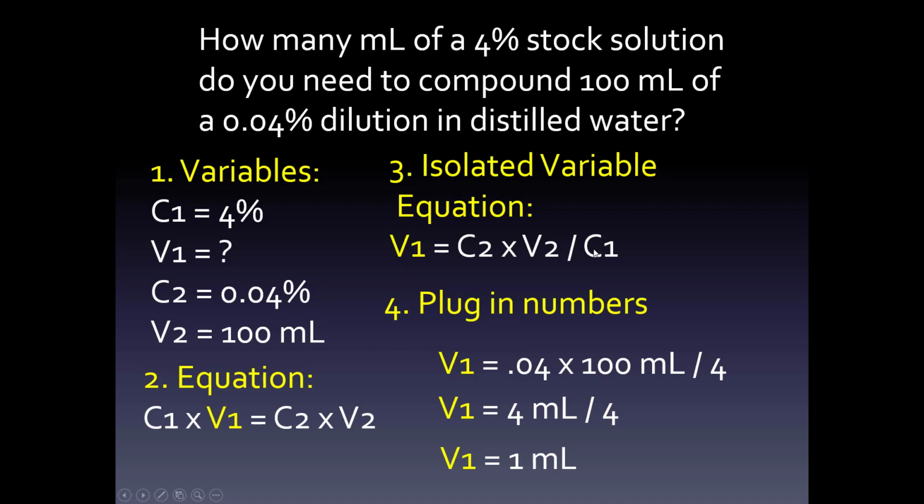Now, this may be a little difficult for some because they prefer to have the number on the right side. You've always written 2 plus 2 equals 4, not 4 equals 2 plus 2. So it may or may not be difficult. I can do it either way, but I just prefer to leave the isolated variable where it lay and work with that. This is the equation that we're actually using: V1 equals C2 times V2 over C1. Then this is where you plug in the numbers. V1 equals 0.04 times 100 mLs divided by 4. V1 equals 4 mLs over 4. And then V1 equals 1 mL.